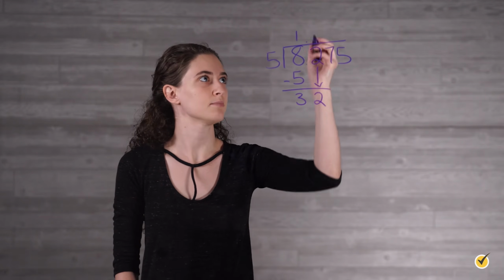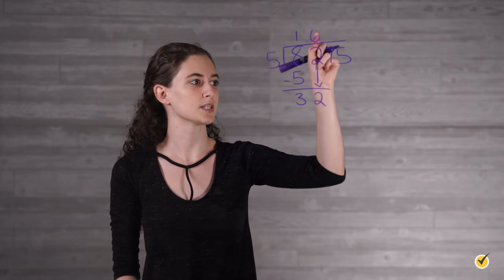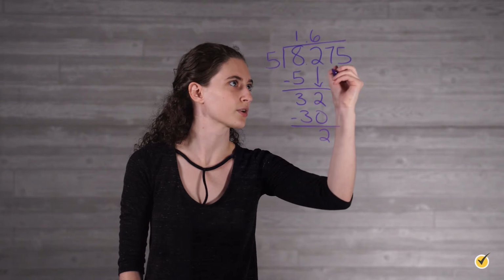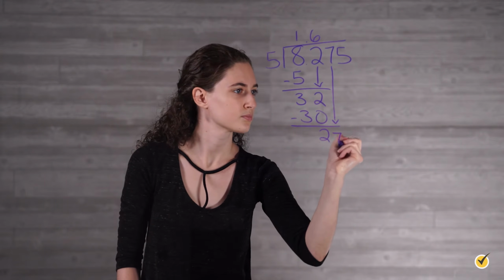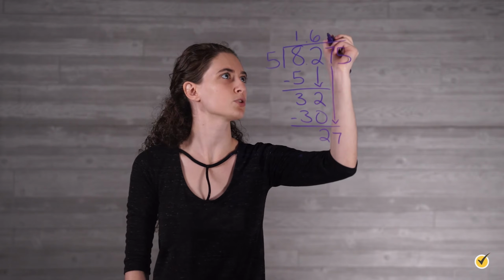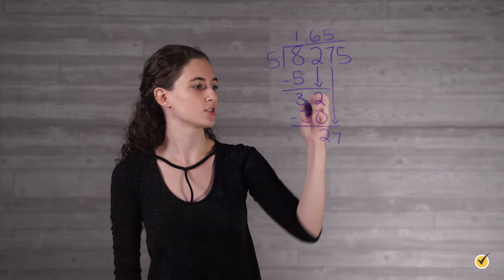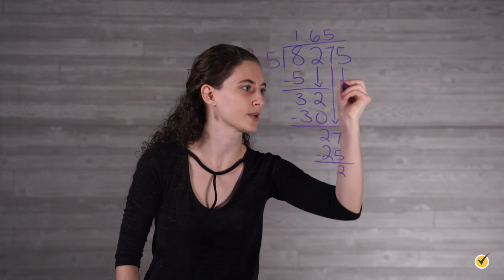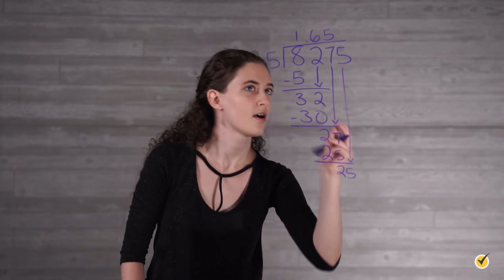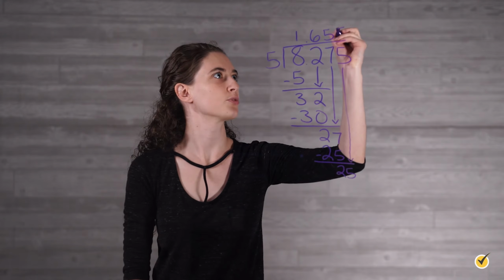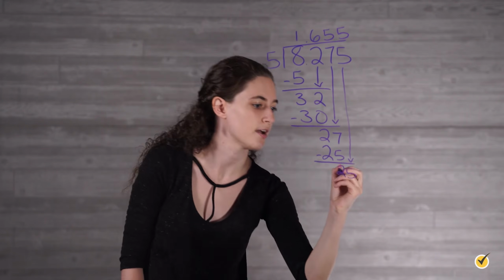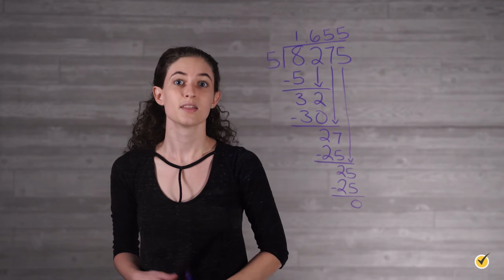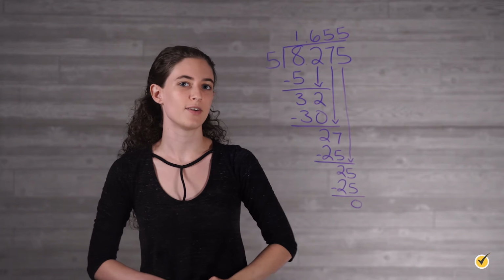5 goes into 32 6 times, so we're going to write a 6 up here. 5 times 6 is 30. Write down the 30 and subtract. This gives us 2, and then we're going to bring down the 7. 5 goes into 27 5 times, so we're going to write a 5 up here. 5 times 5 is 25. Subtract 25. Now we have 2, and we're going to bring this 5 down. 5 goes into 25 5 times, so we write a 5 up here. 5 times 5 is 25. Write 25 and subtract, which gives us 0. The final answer is 1.655.